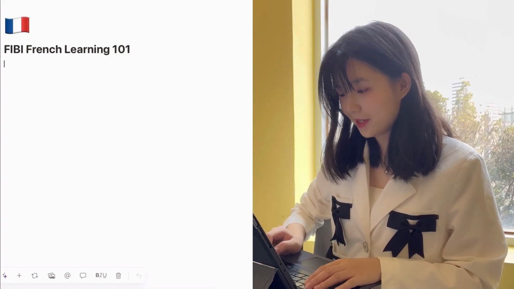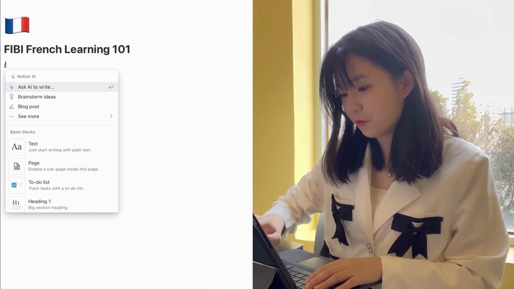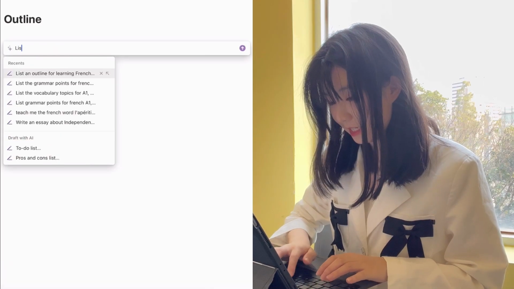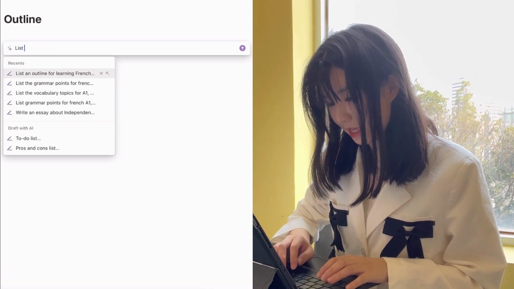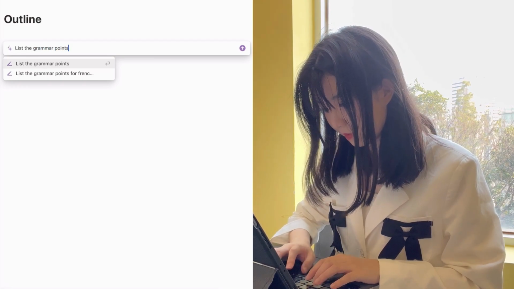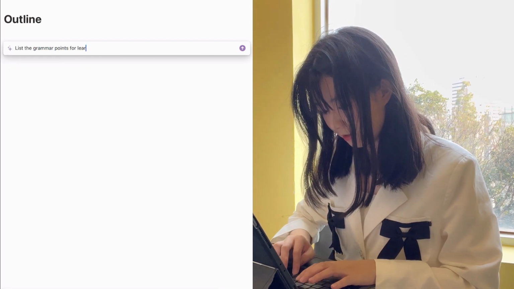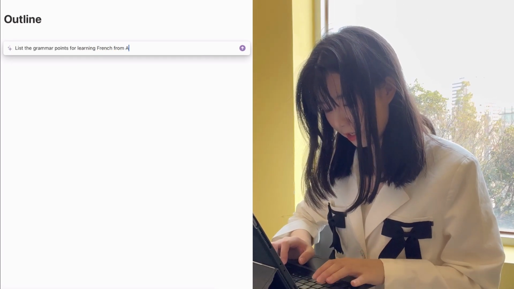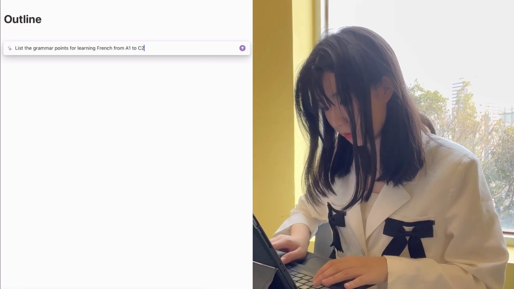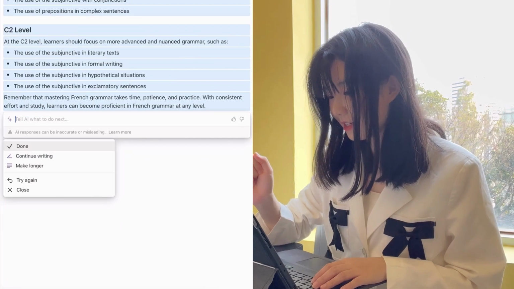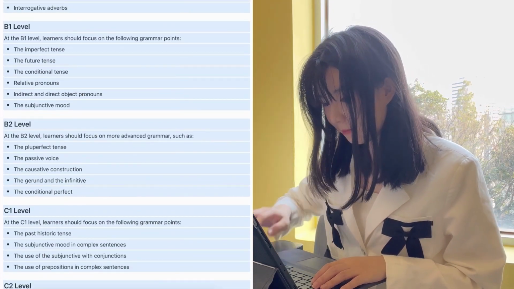Let's get started. Well, at the beginning, let's create a web page for the outline. List the grammar points for learning French from A1 to C2. Let's see what will be the result. Alright, this is the outline I get for learning grammar.